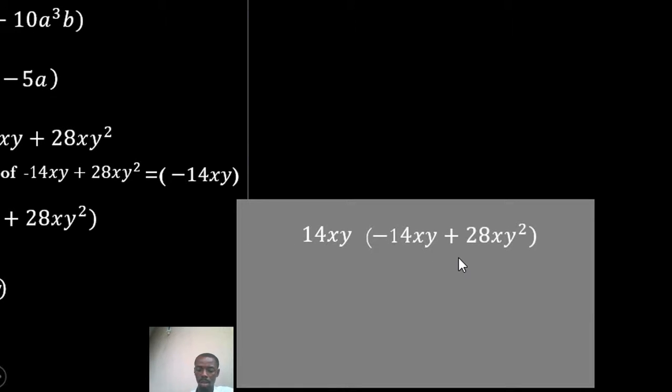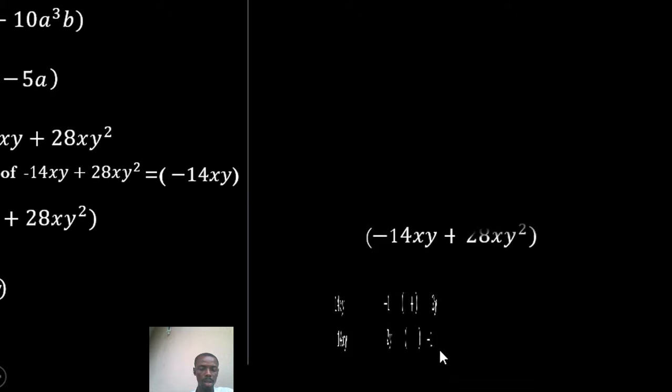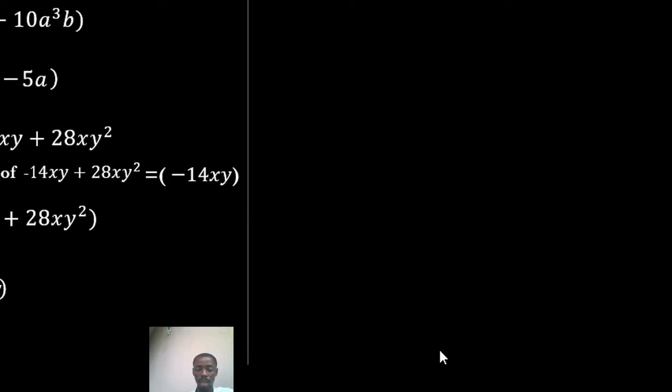So you are left with what? You are left with minus 1. Then the positive sign here was, I think, 2y. Okay? So you can probably rewrite as 14xy into 2y minus 1, just rearranging what I have in the bracket. This is 2y and this is minus 1. Okay. I think this is becoming enough for a lecture.